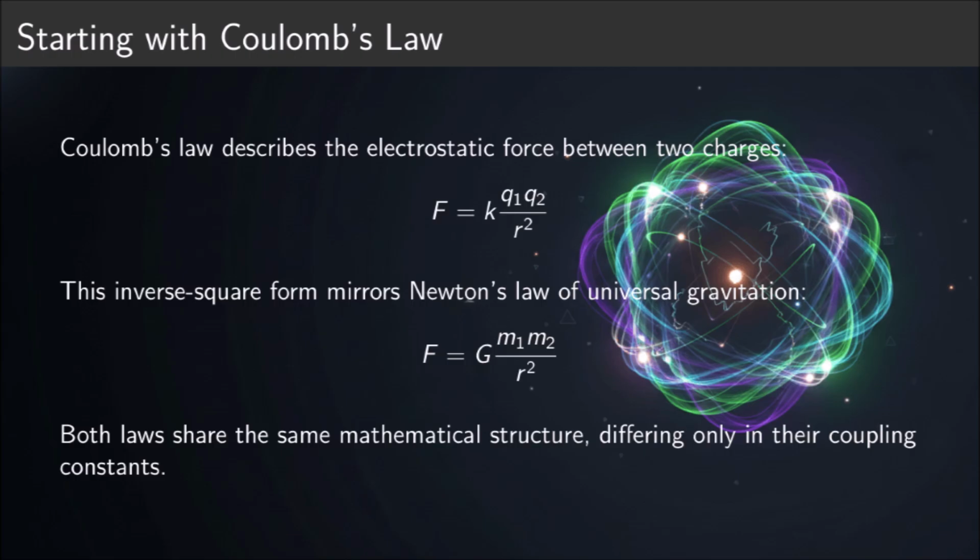Starting with Coulomb's law. Coulomb's law describes the electrostatic force between two charges. F equals K times Q1 times Q2 divided by R squared. This inverse square form mirrors Newton's law of universal gravitation. F equals G times m1 times m2 divided by R squared. Both laws share the same mathematical structure, differing only in their coupling constants.